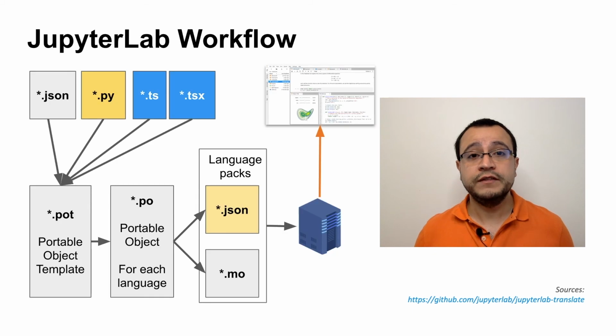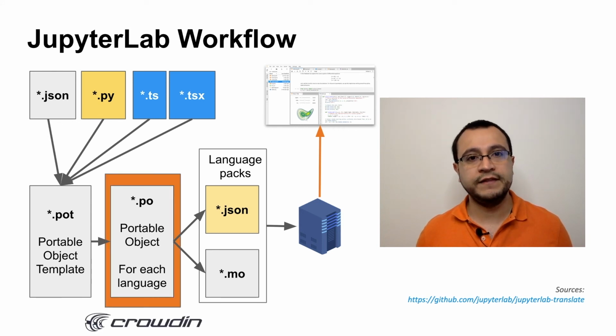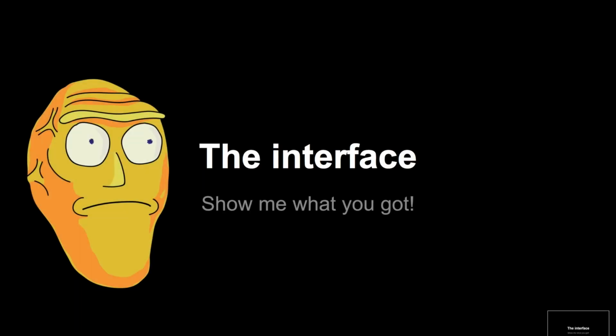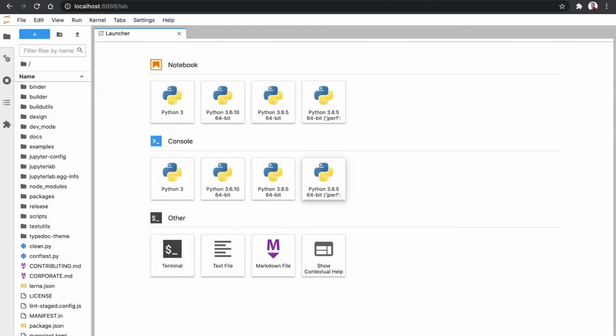Revisiting the workflow, now we can see that the JupyterLab Translate package is in charge of all the gray arrows, and you may be wondering, okay, so where is Crowdin fitting? Well, Crowdin fits with the portable objects and the direct integration with GitHub. Having seen this, it's now time for a short demo. So let's take a quick look at how the new language settings work.